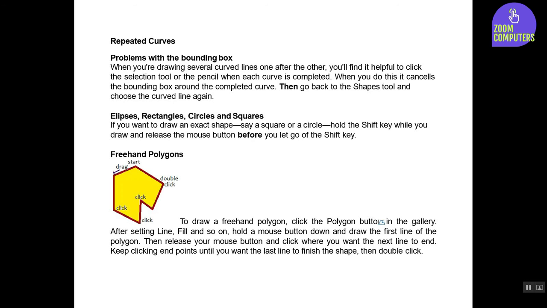Freehand Polygons. To draw a freehand polygon, click the polygon button in the gallery. After setting line, fill and so on, hold a mouse button down and draw the first line of the polygon. Then release your mouse button and click where you want the next line to end. Keep clicking endpoints until you want the last line to finish the shape, then double-click.